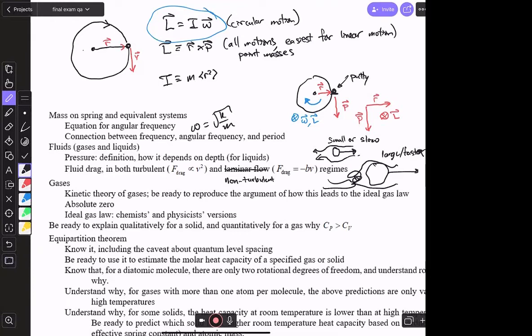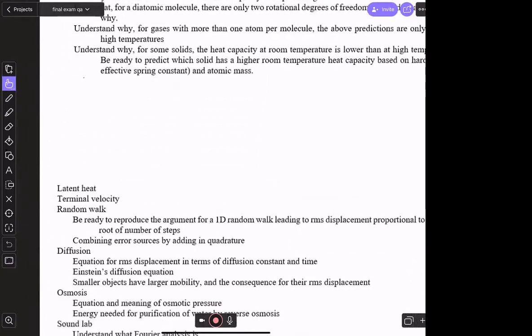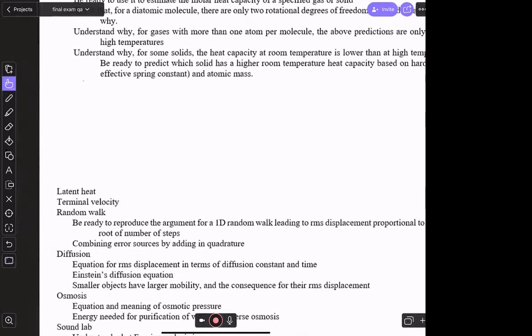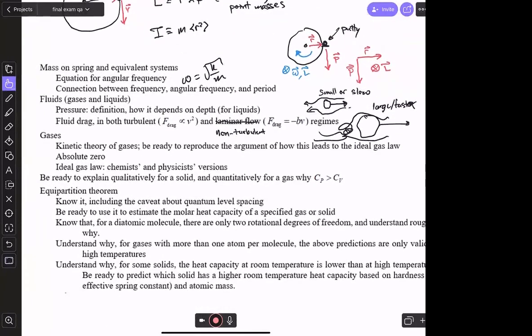Oh, I just realized that, well, let's see, I'm just trying to remember. Yes, I did. Okay. I was trying to remember if I'd put terminal velocity on here because that's connected with those ideas of fluid drag.